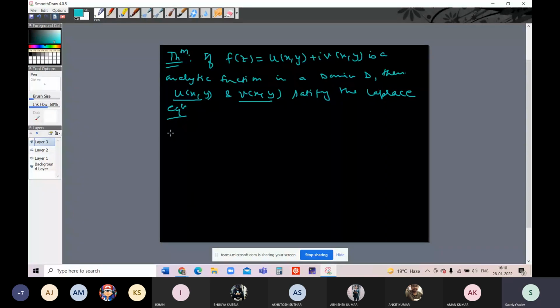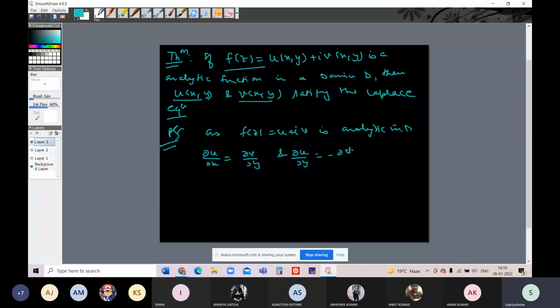Because f(z) is an analytic function, its real and imaginary parts must satisfy the CR equation, which is the necessary condition for the function to be analytic in domain D. As it is given that f(z) = u + iv is analytic in D, u and v must satisfy the CR equations, which are ∂u/∂x = ∂v/∂y and ∂u/∂y = −∂v/∂x.